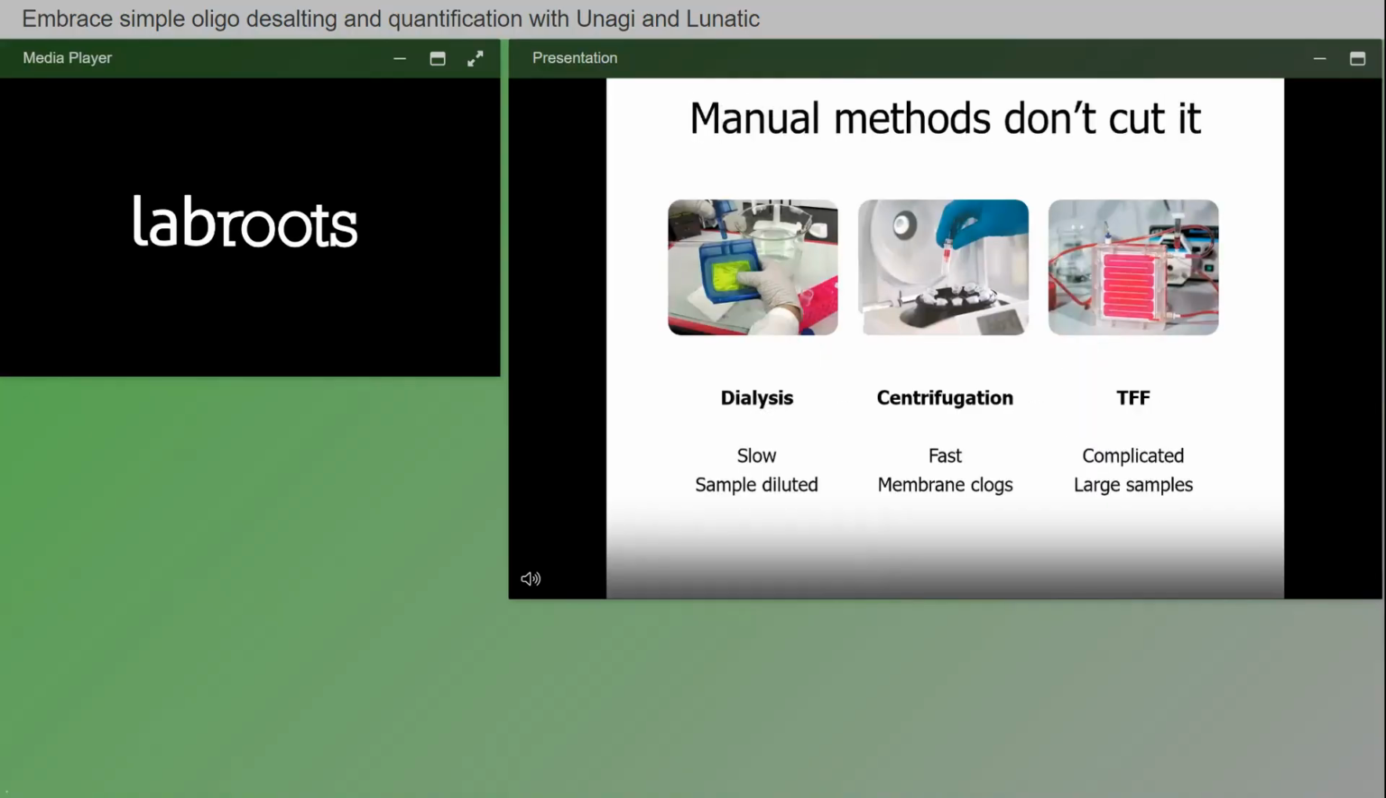When it comes to manual methods for buffer exchange, they really don't cut it. Dialysis is slow and your sample ends up diluted, and it can be hard to scale up to lots of different samples. Centrifugation runs fast, but you're concentrating your sample at the membrane. As buffer leaves through a membrane, your sample stays behind, and all that happens right at the bottom where your centrifuge is pushing all of your precious sample. That can lead to aggregation and other problems like membrane clogging. And TFF is complicated, requires large sample volume, and again, it's hard to scale up to a high number of molecules at the same time.